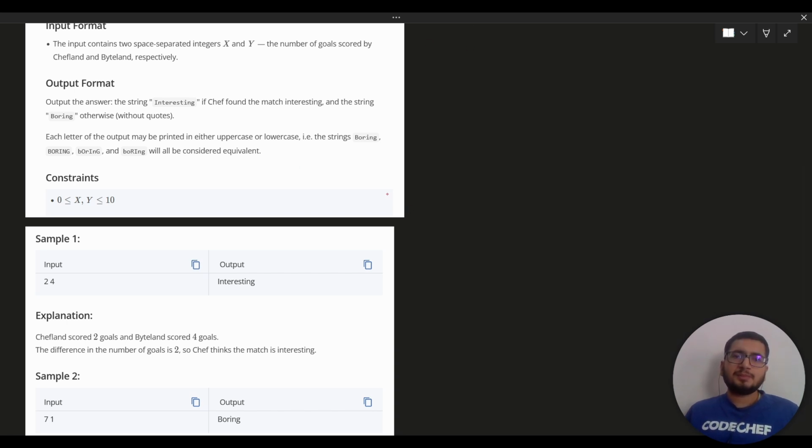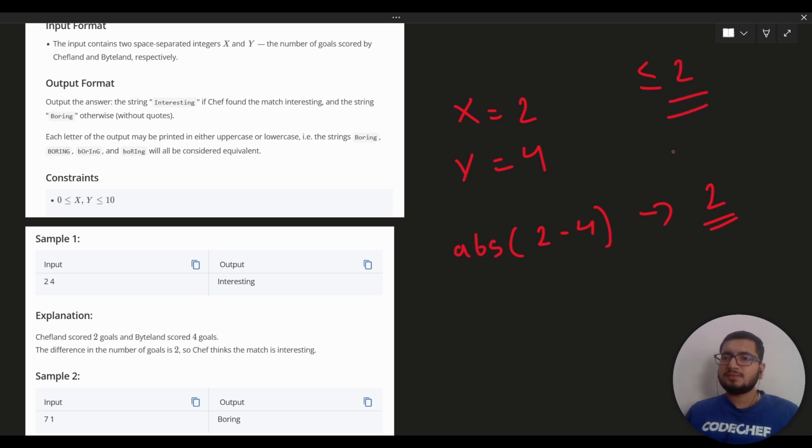For the very first sample input, the score by Chefland is 2 and the score by Byteland is 4. Now if you find the absolute difference between them, it will be 2 minus 4. So 2 minus 4 would give us minus 2, but the absolute value will be equal to 2. The condition is that it can be at most 2. So if the answer is less than or equal to 2, the match is interesting. In this case, it is equal to 2. Therefore, the match is interesting.